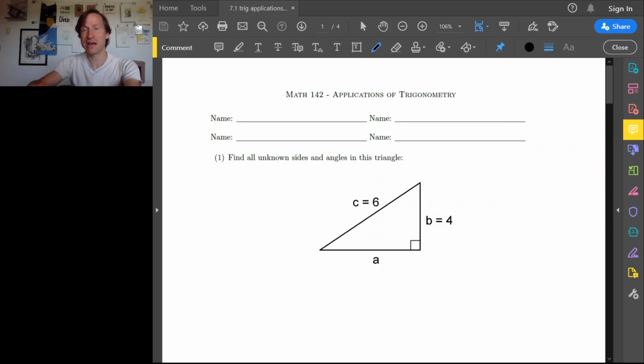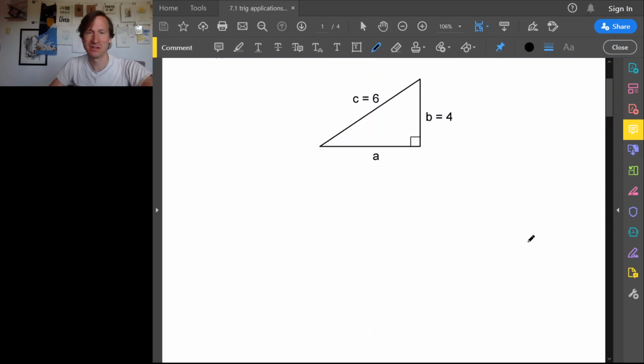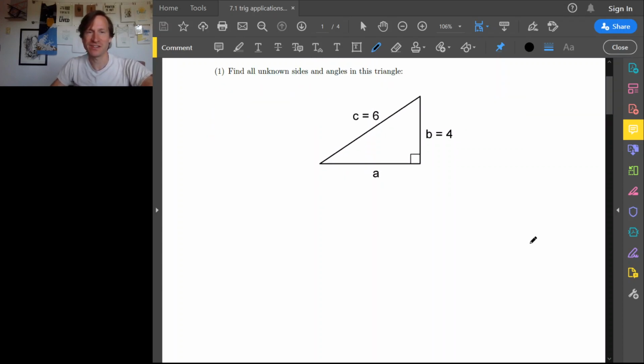All right, let's go through this applications of trigonometry handout. So the first one is sort of a warm-up, just finding all of the sides and angles in this right triangle. Because it's a right triangle and we know two sides, of course we can use the Pythagorean theorem to find the third side. So let's see, the Pythagorean theorem says a squared plus b squared equals c squared.